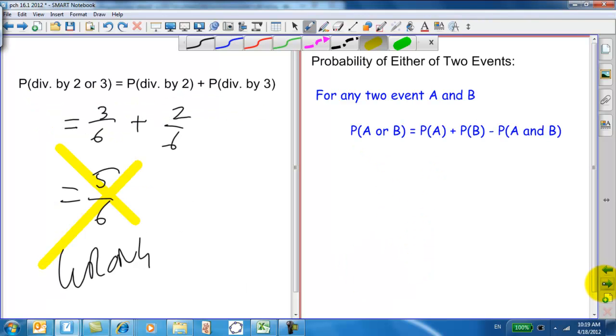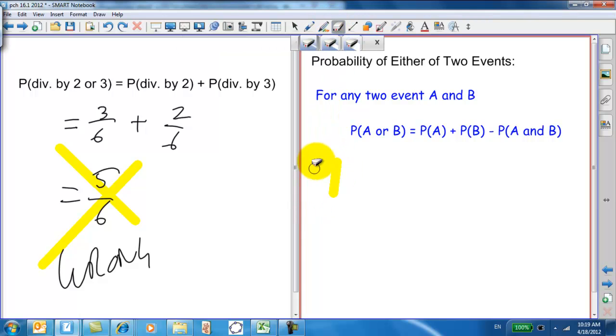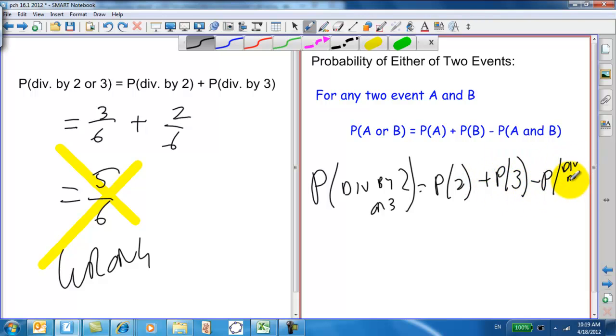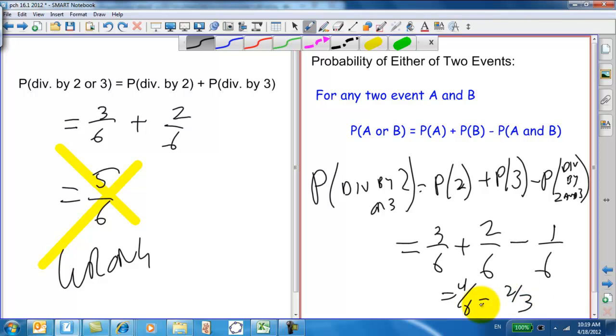Because as we see, that overlap has to be accounted for. So in our problem here, the probability of divisible by 2 or 3 is going to be the probability of 2 plus the probability of 3 minus the probability divisible by 2 and 3. So we had to take our 3/6 chance of getting an even number plus 2/6 minus the 1/6, and then you get 4/6, which is 2/3, and that's the right answer.